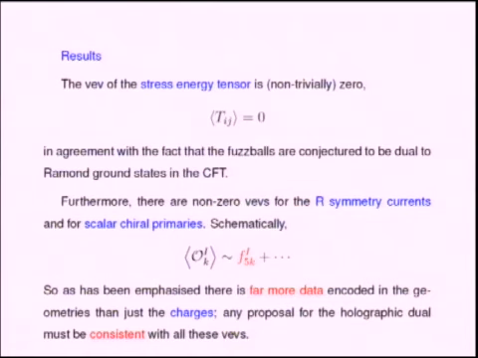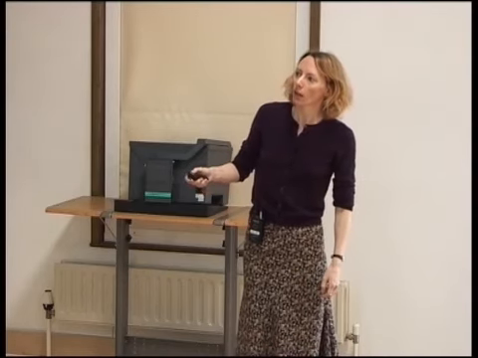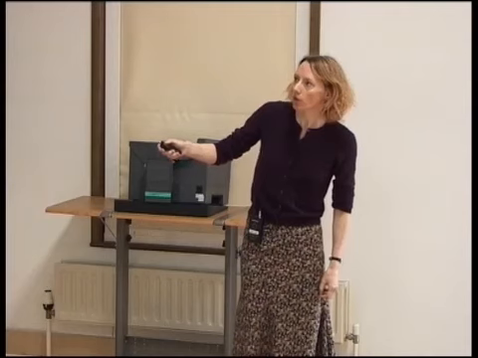When I do this, I find the following. Firstly, it's actually non-trivial to show that the vev of the stress energy tensor is precisely 0. It's a very non-trivial calculation. It comes out like this, and this is in precise agreement with the fact that the fuzzballs are conjectured to be dual to Ramond ground states in the conformal field theory. We have the right mass. Furthermore, we get non-zero vevs for the R symmetry currents, that was the angular momentum in the bulk, and also for the towers of scalar chiral primaries. Schematically, we have this tower of scalar operators which acquire a vev, and these vevs are given in terms of the integration of the curve over the profile, analogously to what I had in the Coulomb branch.